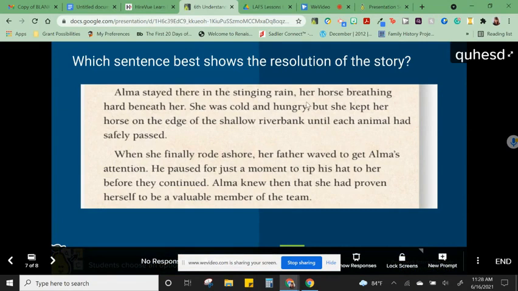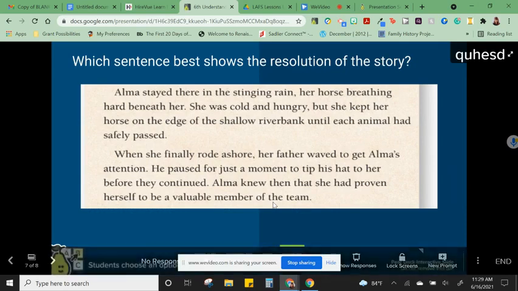Alma stayed there in the stinging rain, her horse breathing hard beneath her. She was cold and hungry, but she kept her horse on the edge of the shallow riverbank until each animal had safely passed. When she finally rode ashore, her father waved to get Alma's attention. He paused for just a moment to tip his hat to her before they continued. Alma knew then that she had proven herself to be a valuable member of the team.